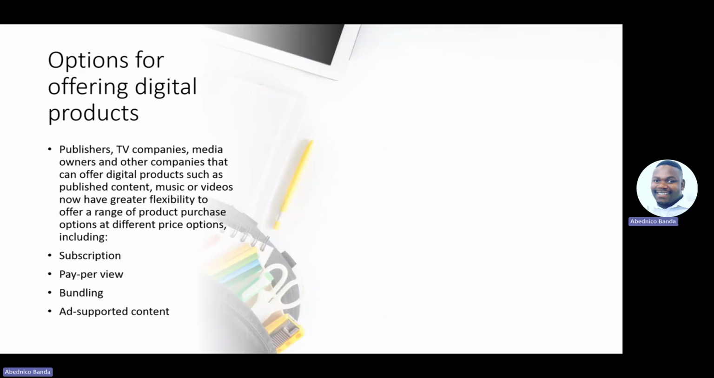Then there are options for offering digital products. Publishers, broadcasters, and other companies that can offer digital products such as published content, music, or videos now have greater flexibility to offer a range of product purchase options at different price options, including a subscription. So, for example, we know that with DSTV as a broadcast company, you can have a subscription. I also know that with OnlyFans, you can have a subscription. You pay on a monthly basis, something like that.